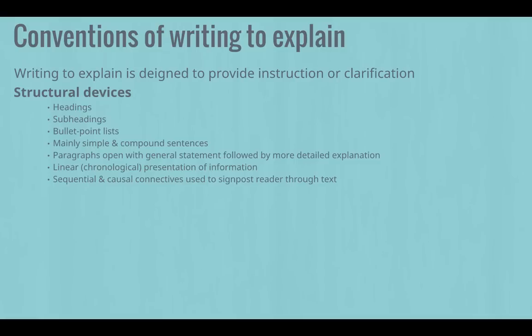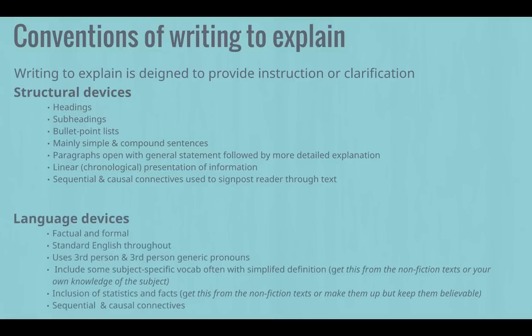Paragraphs within texts that are written primarily to explain will tend to open with a general statement that is then followed by a more detailed explanation. So the topic sentences are very clear in writing to explain. As with writing to inform, the overall organisation and structure of a piece written to explain will be linear, so chronological, and sequential and causal connectives, so cause and effect, are used to signpost the reader through the text and help them understand the topic.